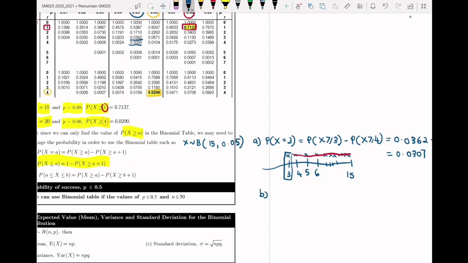Okay, we want to find P(X ≤ 2). So what we need to do is we will minus with something. Let's look at the number line. We have 0, 1, 2, 3, 4, 5 up until 15, because our n is 15. We want to find the value of less than or equal to 2. That means we want to find x equals 0, x equals 1, and x equals 2.